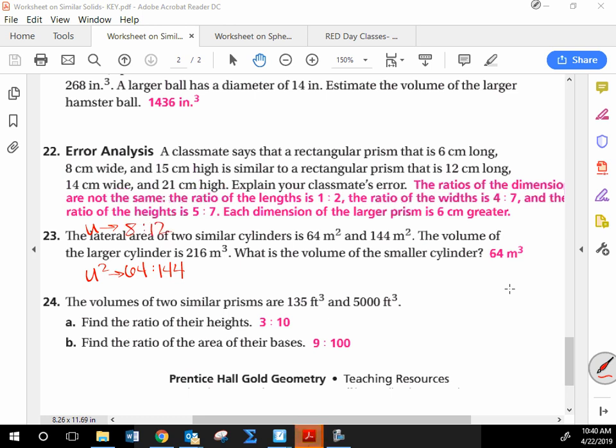Now, let's simplify it. Again, we could have simplified here, but let's simplify this. What would 8 to 12 simplify down to? The 2 to 3. 2 to 3. So now it says the volume, so we want to get our volume, so units cubed. So 2 cubed is 8, 3 cubed is 27. This is the ratio I use for my volumes. So 8 to 27 equals the volume of the larger cylinder is 216.